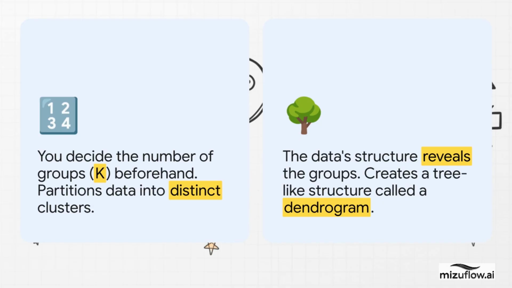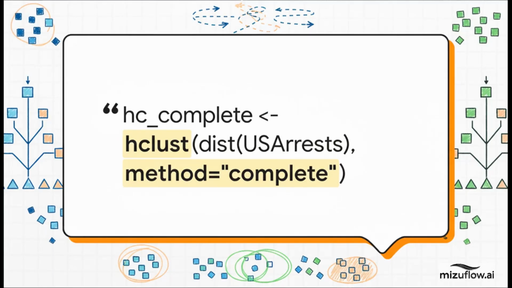It doesn't ask you for a number. Instead, it just builds this beautiful tree from the ground up, showing you how the data wants to group together, all on its own. And you guessed it, just like with PCA, the code to get started is super direct. This one command here runs what's called a complete linkage hierarchical clustering on that same US arrests data.